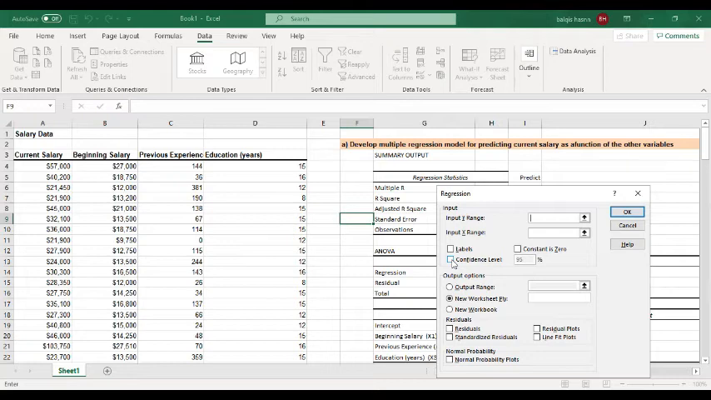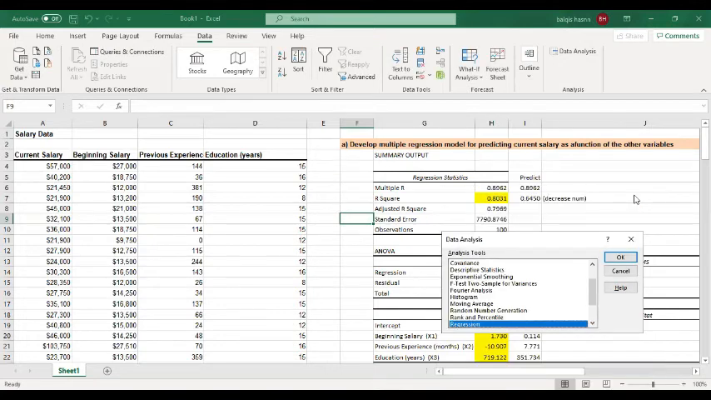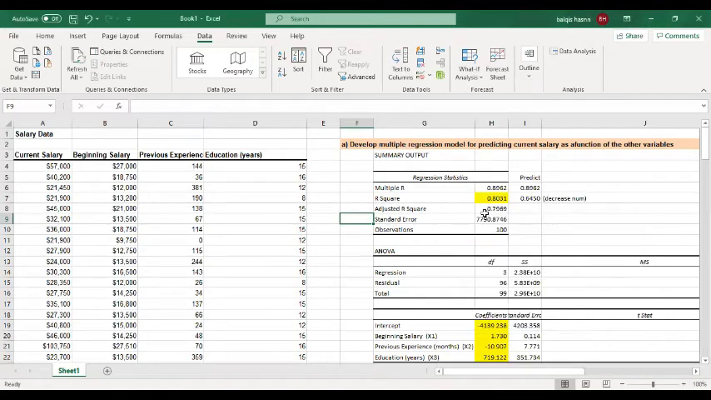For the confidence level, we put 0.95. And then for the output option, we click Output Range, and then we click anywhere we want to put this model. After that, we click OK. After clicking OK, the model will come out. The multiple regression output is as follows, the regression model will come out like this.